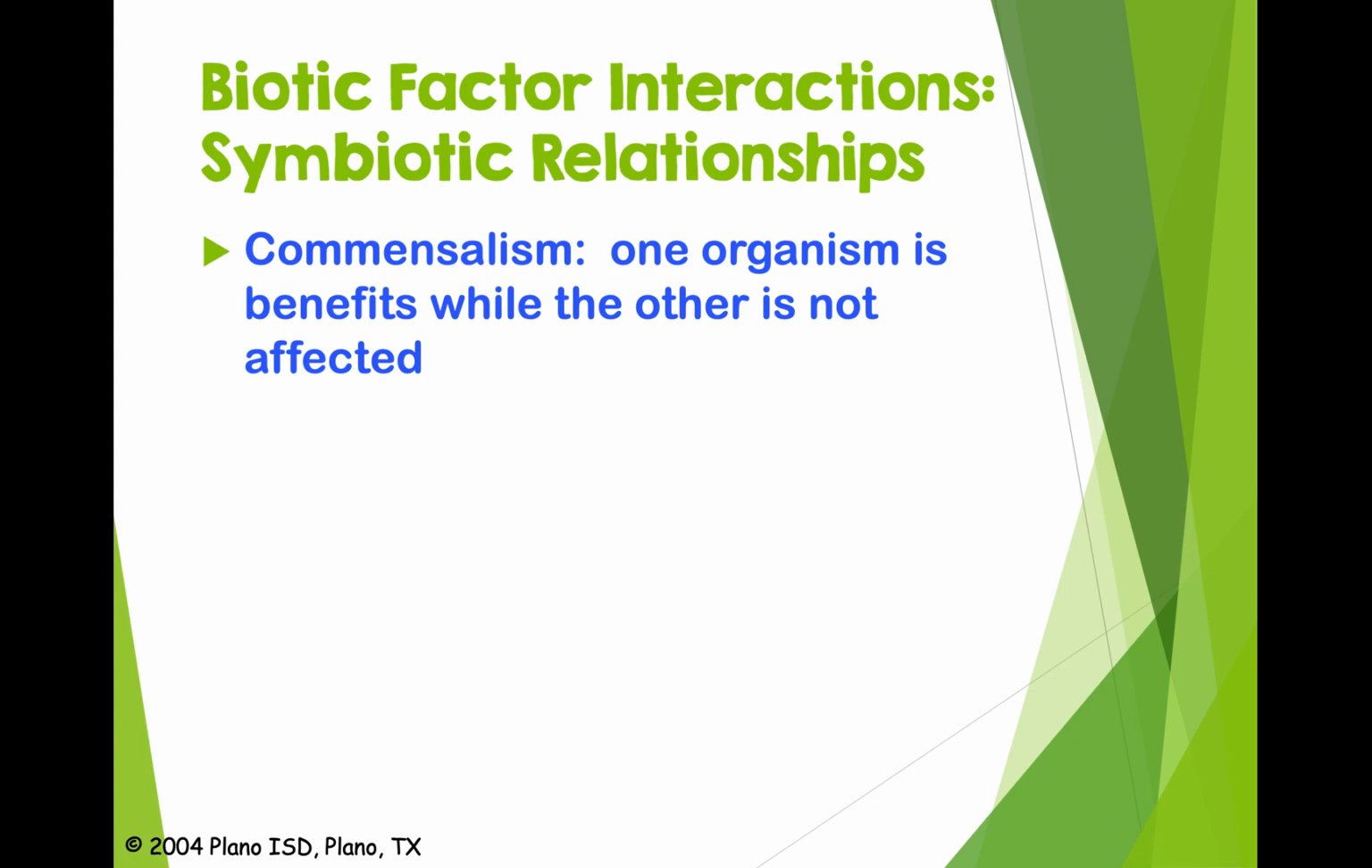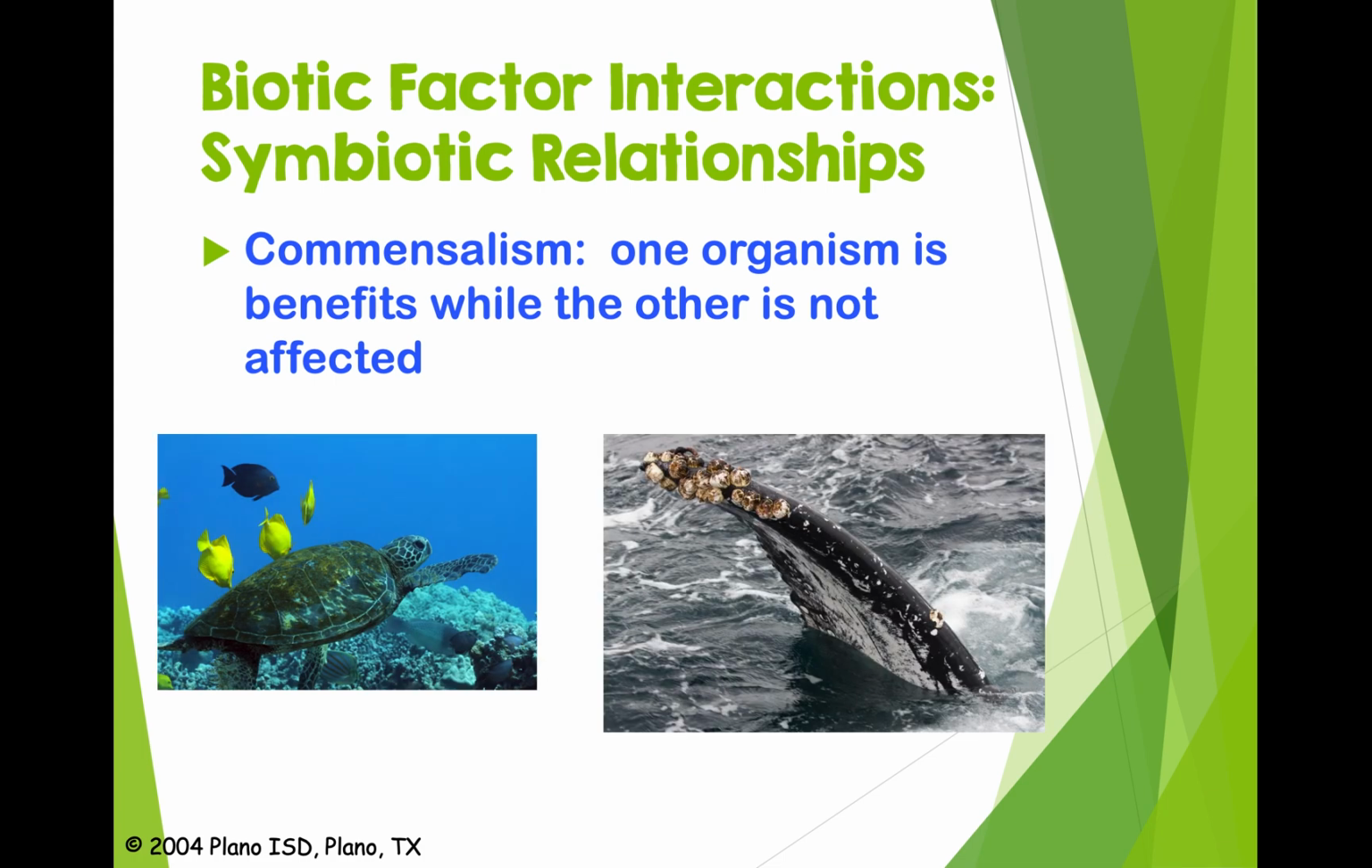Commensalism is one organism is benefiting while the other is not affected. Okay, so some examples here are like the barnacles on a whale. Okay, the whale is not affected by the fact that these barnacles have attached themselves to it, but they get a nice little habitat and they get basically a free ride for food. The same thing here. These fish are going to feed off of the algae and other matter that's on the shell of the turtle. The turtle doesn't even mind it.